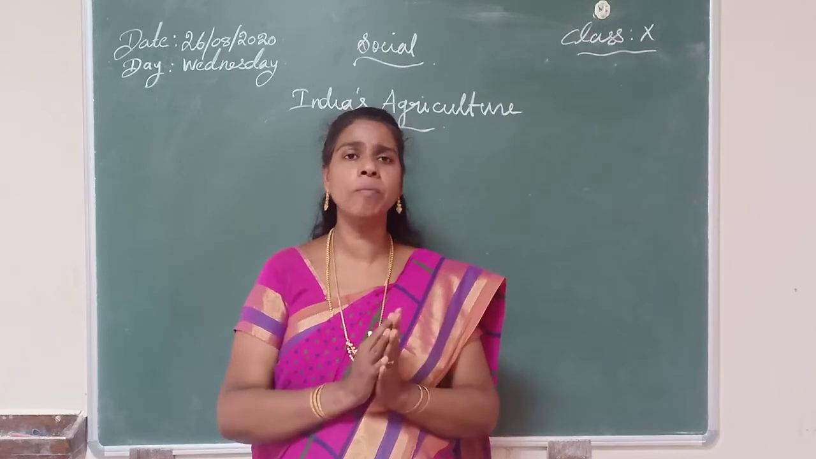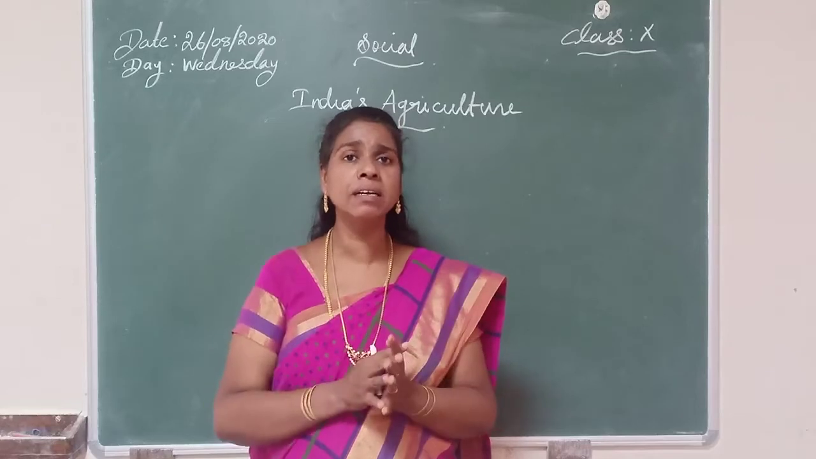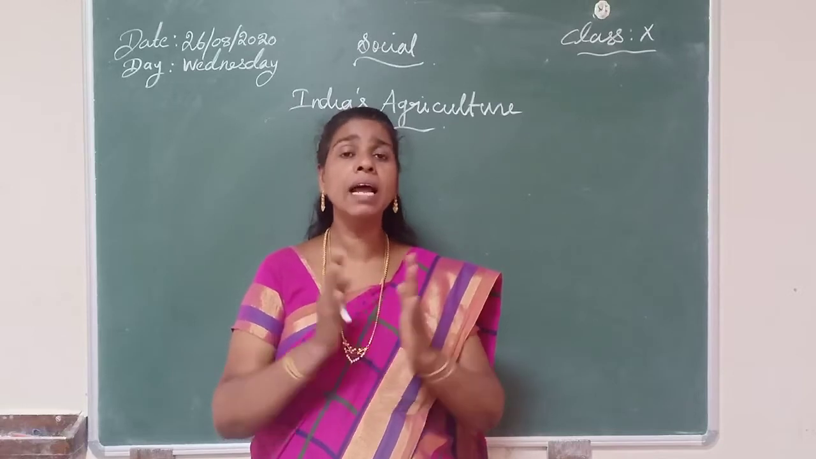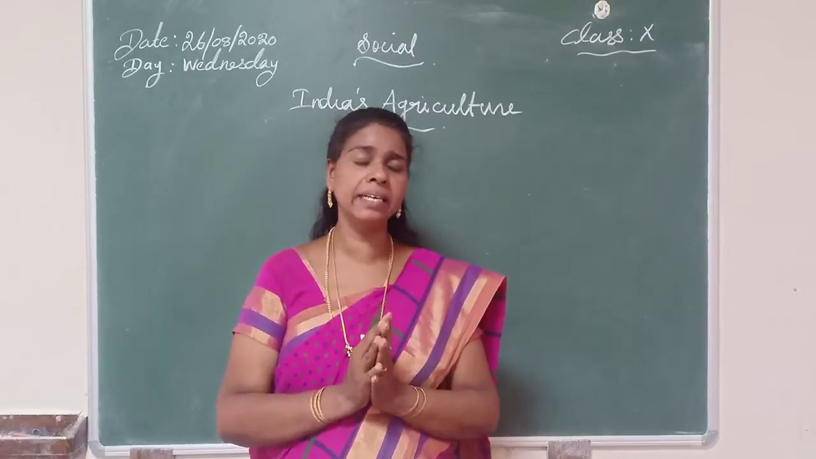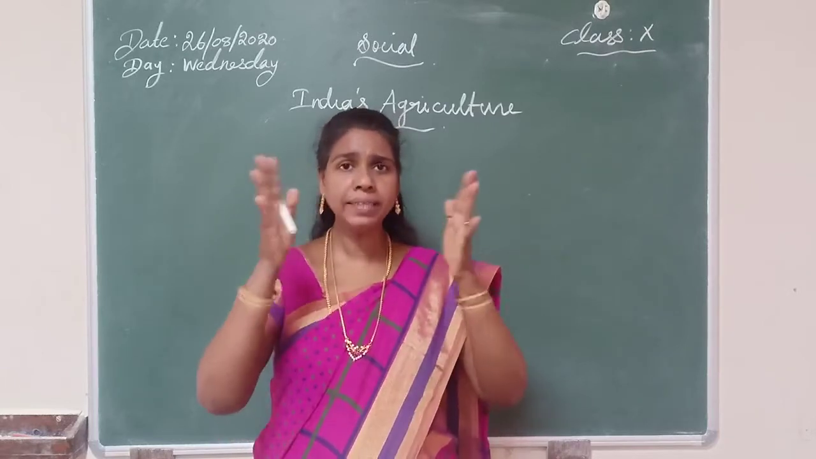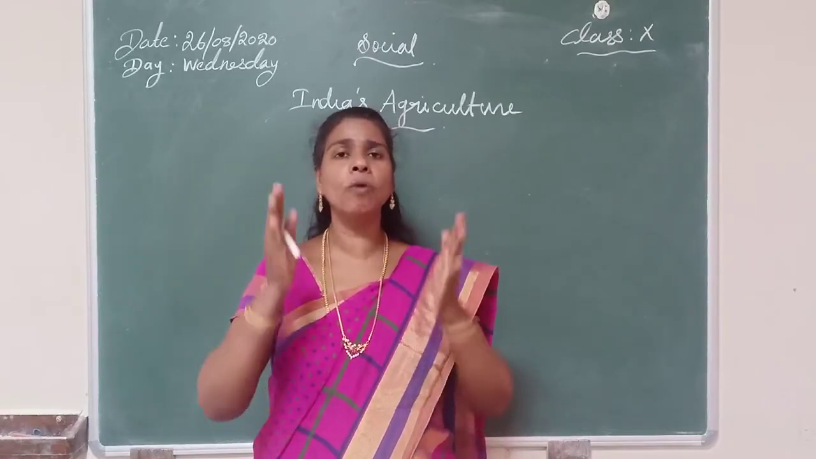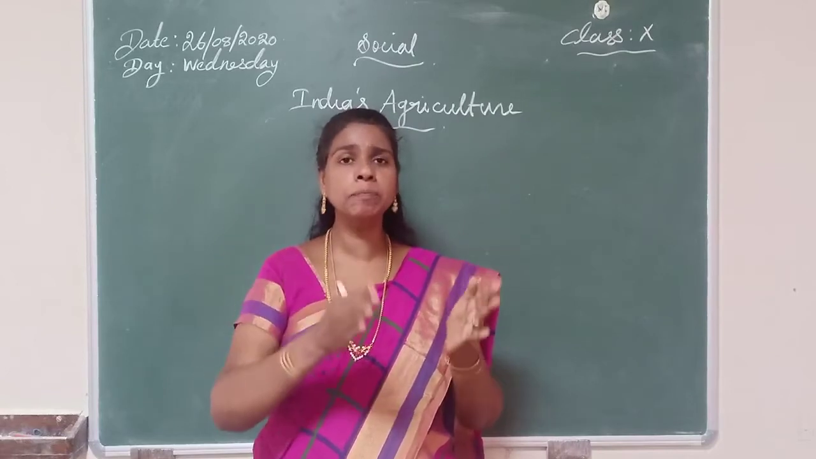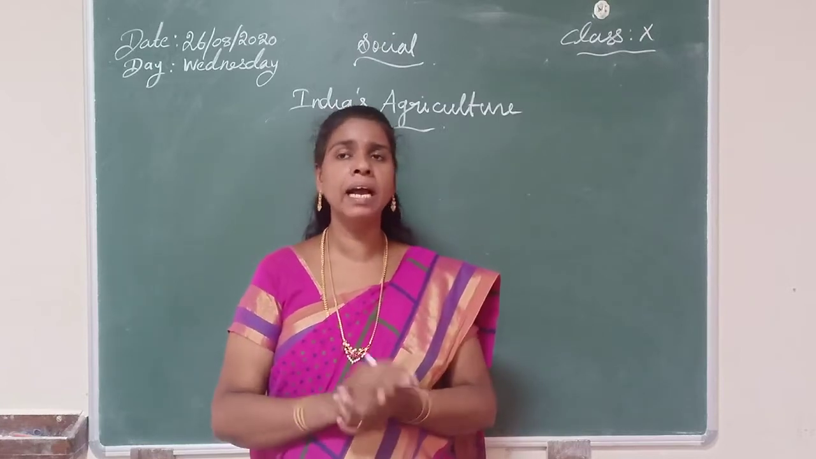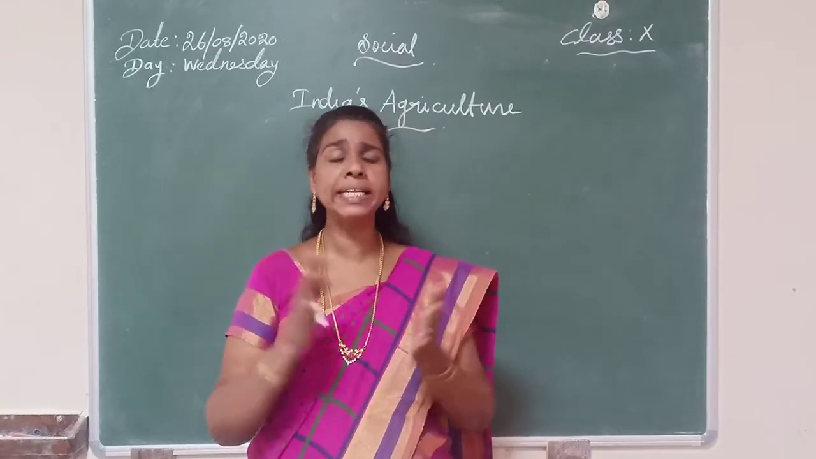Then finally we learned about different cropping seasons of India. How many cropping seasons are there in India? There are 3 cropping seasons. What are they? Kharif season, Rabi season and Zaid season. Then we learned from which period to which period each season occurs and what crops are cultivated in these particular seasons. This all explanation we learned in the previous class. And also I gave some question answers. I hope you studied those question answers.